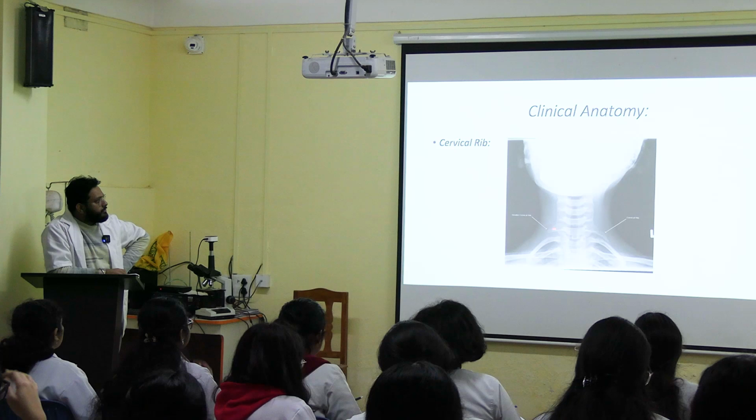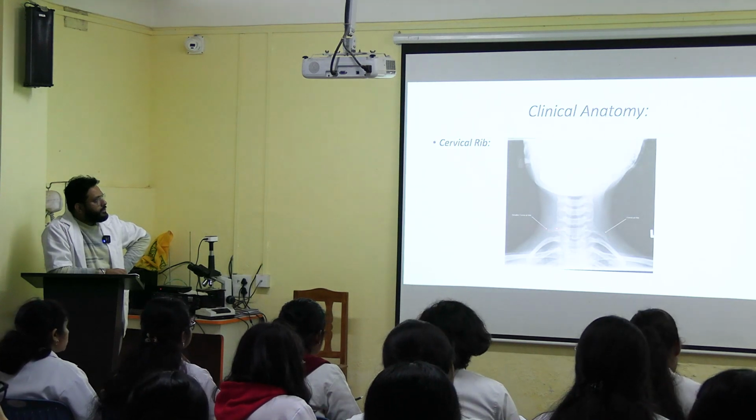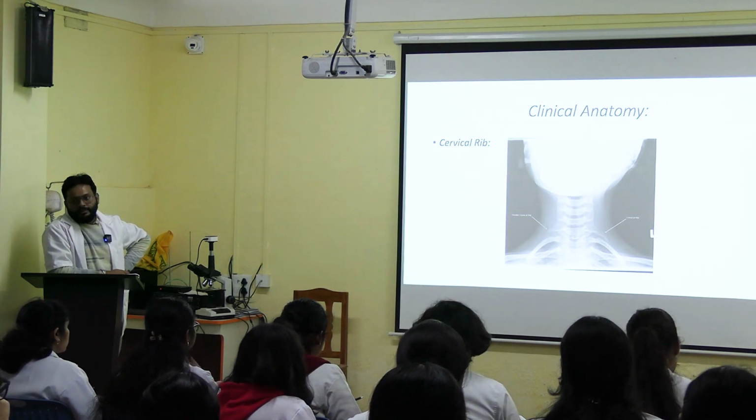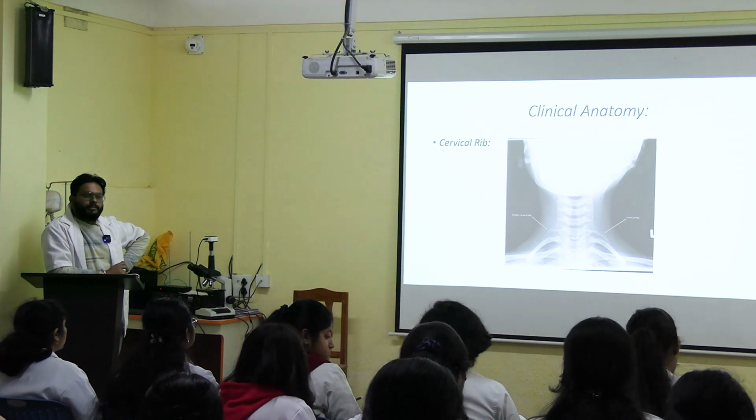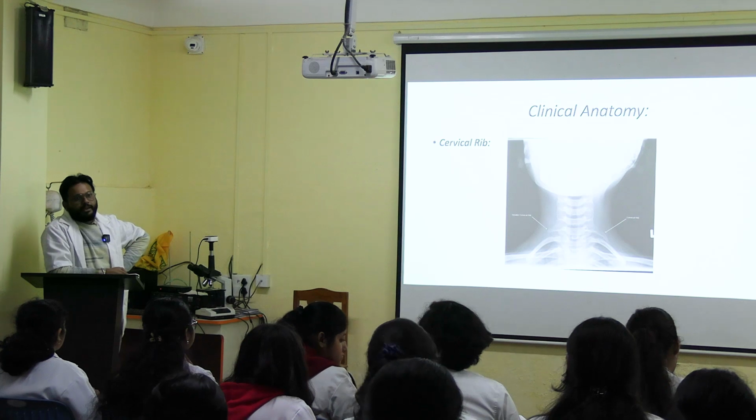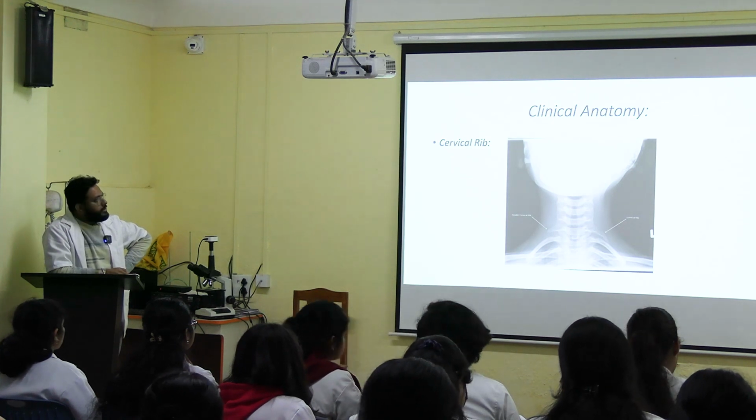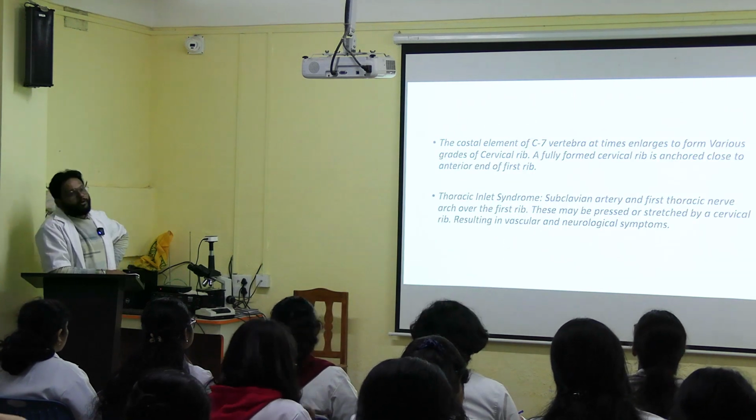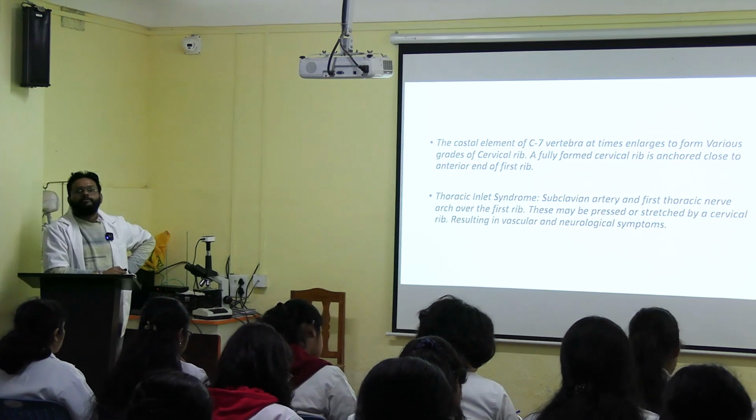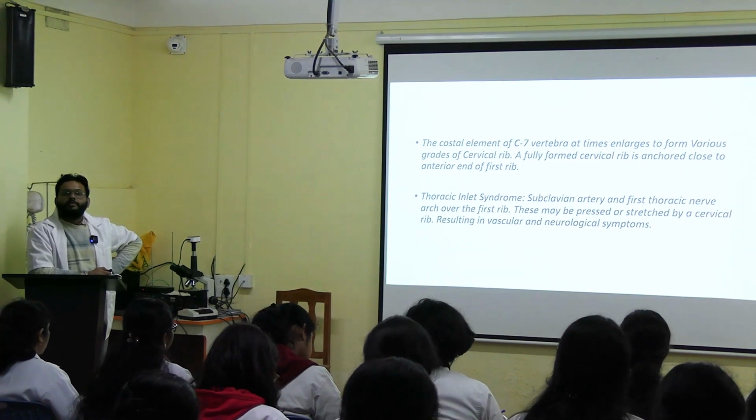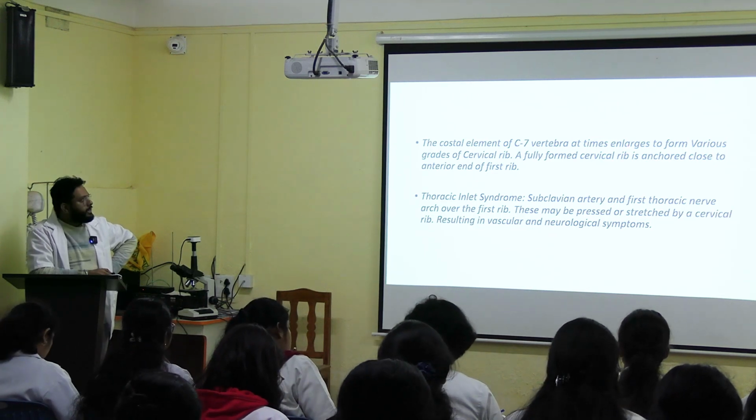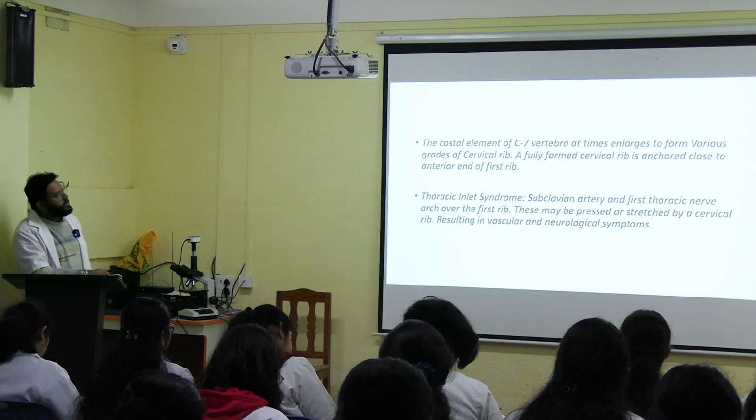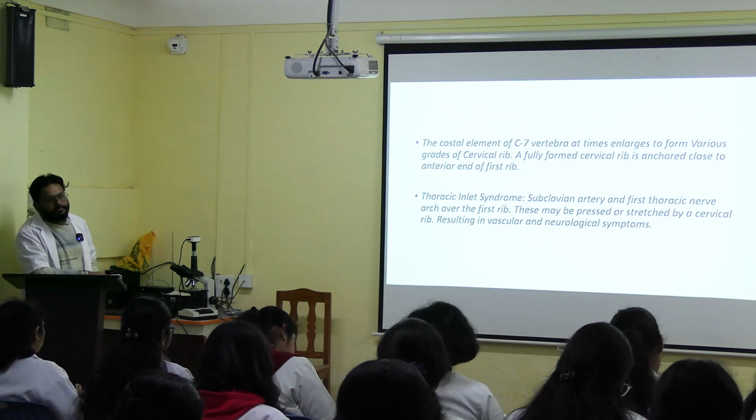See, this is the cervical rib. This is absent. This is rare only. Very much rare. You may not even get a single patient who has this. See, what is this? The costal element of which vertebra? C7, the seventh cervical vertebra. At times it enlarges to form various grades of cervical rib.